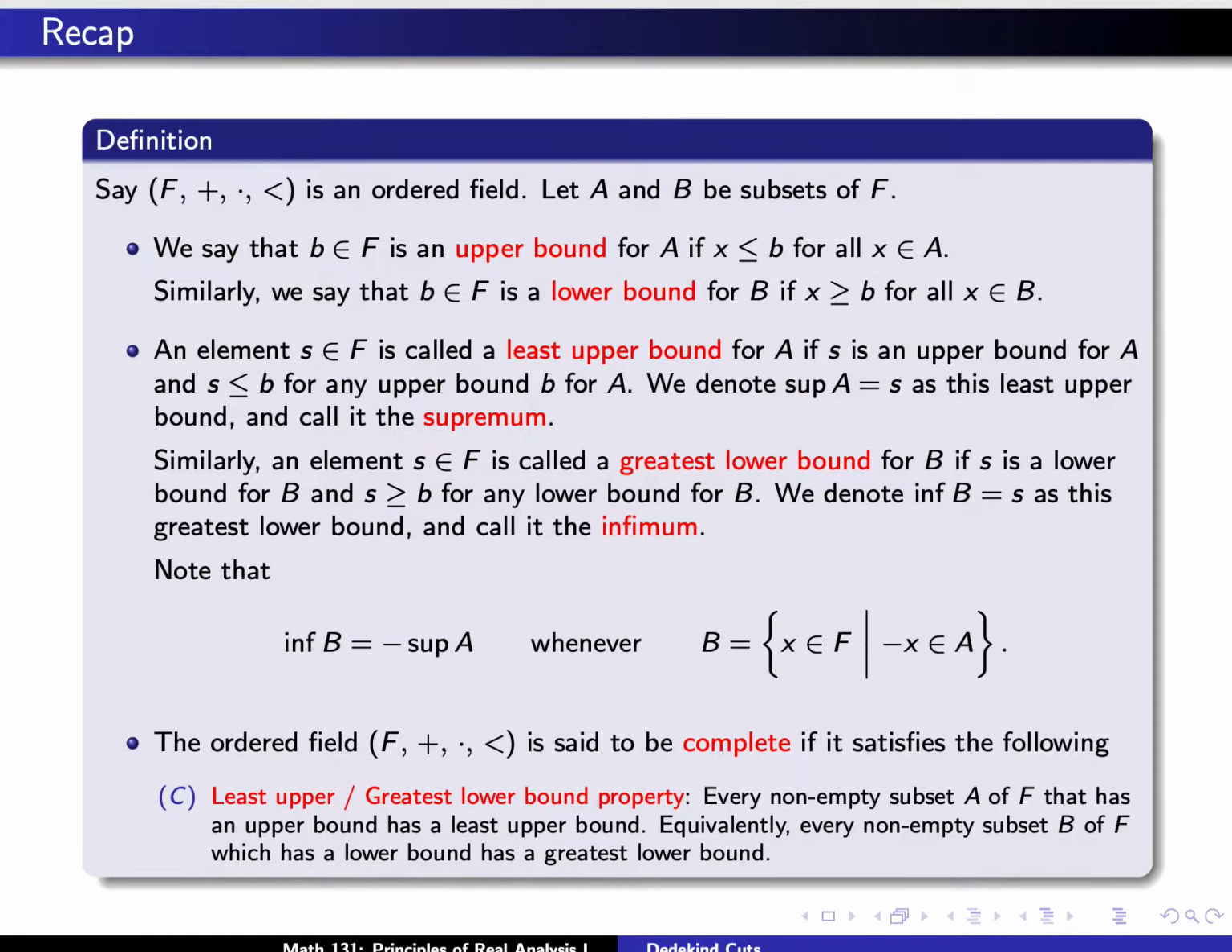Infimums and supremums are related in a way that's shown here on the slide. Given a set capital A, we can construct a set capital B that just corresponds to the negatives of the elements in capital A. If this is the case, then the infimum of capital B is equal to the negative of the supremum of capital A.